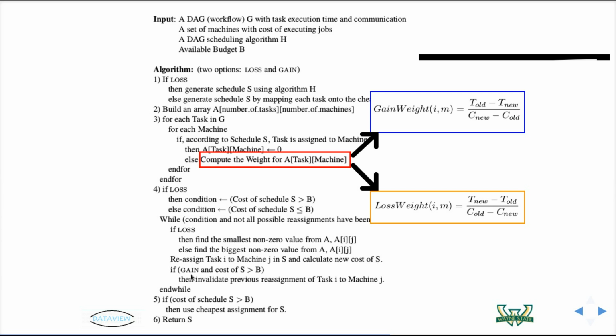If we have gain and the cost of the schedule is more than the budget, then the previous reassignment is invalid. After that, we will check if the cost of the schedule is more than the budget, then we will use the cheapest reassignment for S, and at the end we will return the schedule.